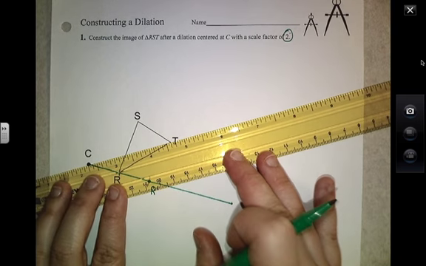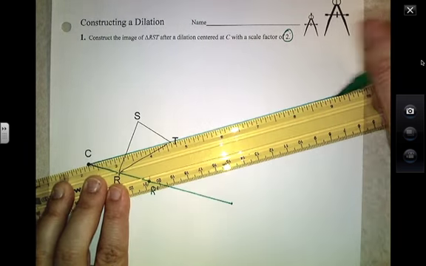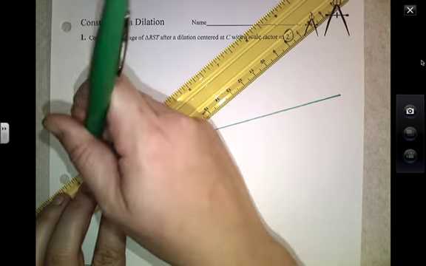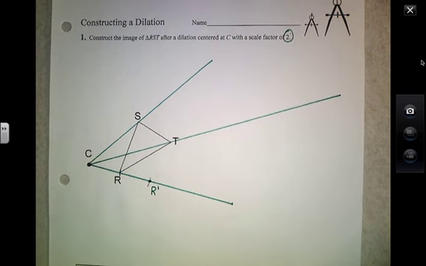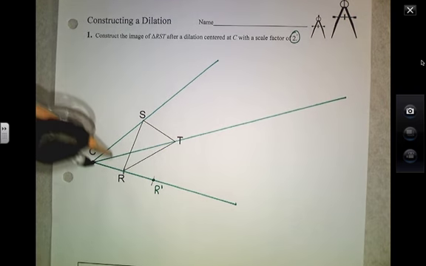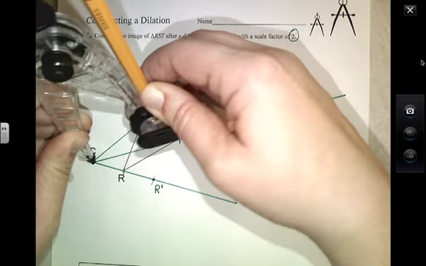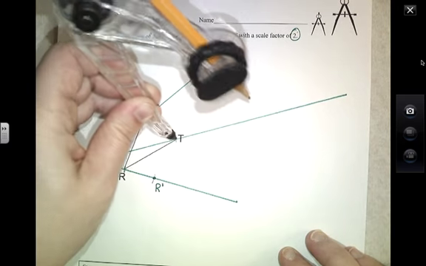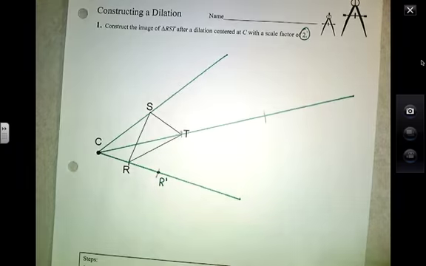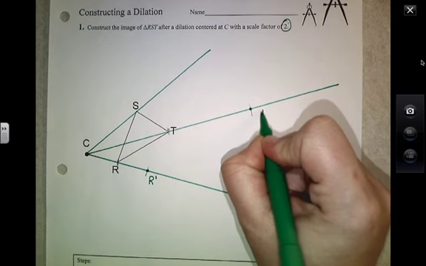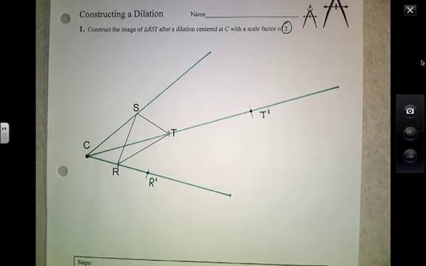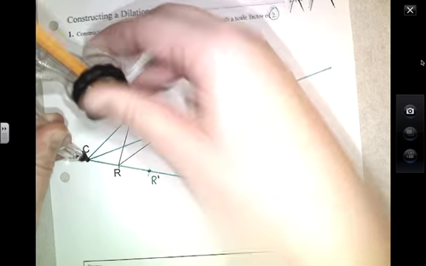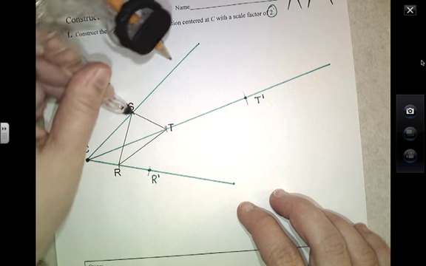So I'm going to connect them both at the same time here to save a little bit of time. Remember, you're doubling the distance, so we want to extend it out nice and far. Okay, we're going to measure from C to T. Measure and mark. Put the tip of the compass at T. Mark it out here, and you have T prime. And then one more time for S. Measure from C to S, put the tip of the compass at S, and extend it out.